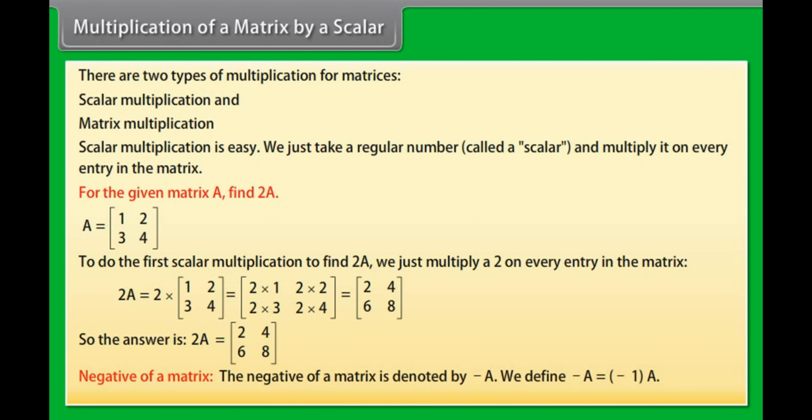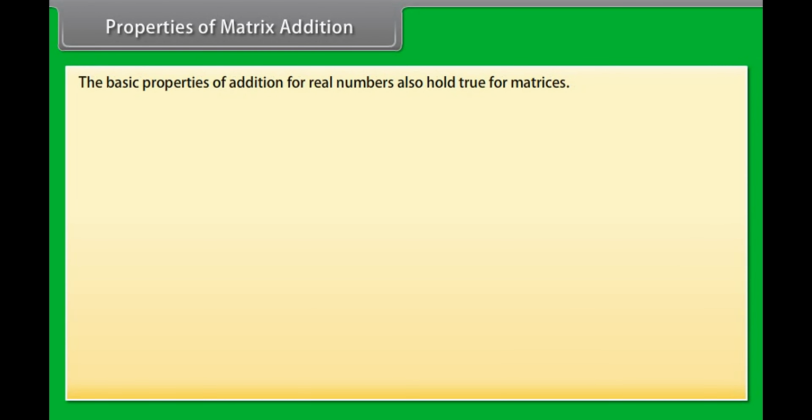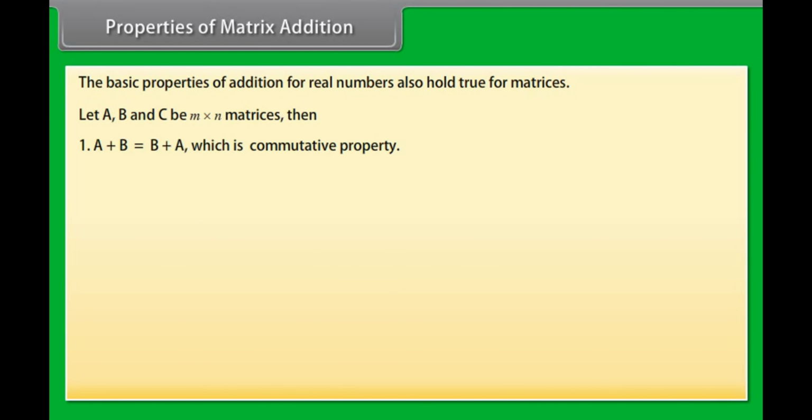Negative of a matrix. The negative of a matrix is denoted by minus A. We define minus A is equal to minus 1 into A. Properties of matrix addition. The basic properties of addition for real numbers also hold true for matrices. Let A, B and C be m by n matrices, then A plus B is equal to B plus A, which is the commutative property. Associative property, A plus B plus C is equal to A plus B plus C.